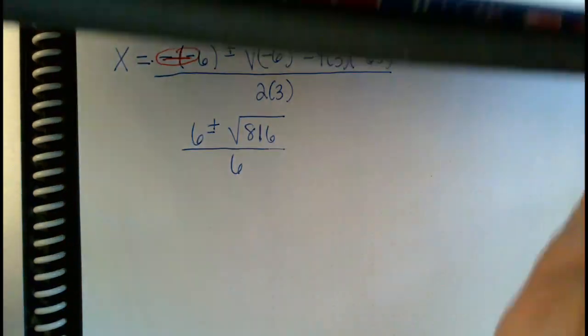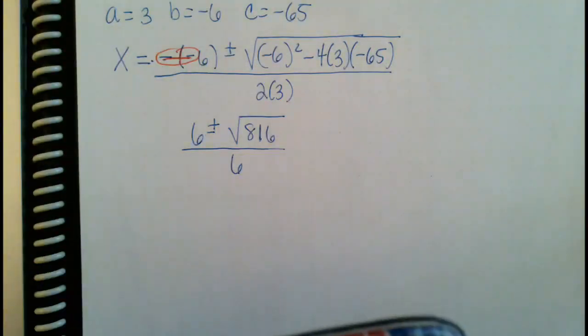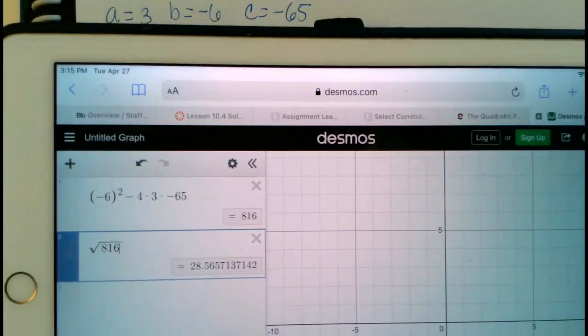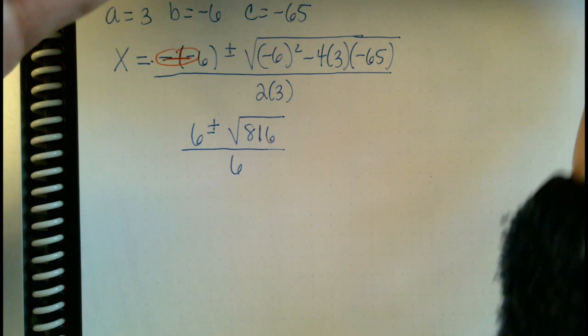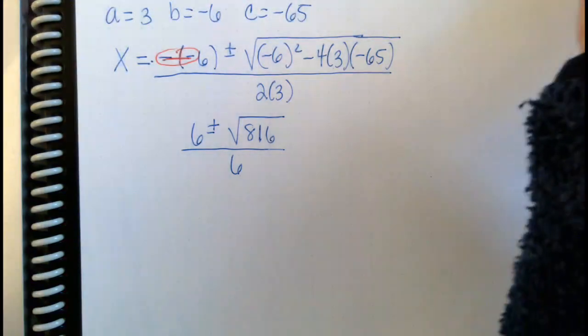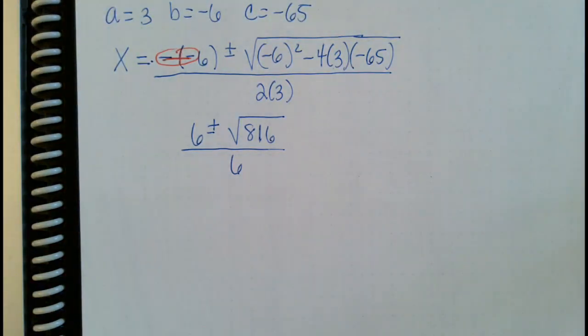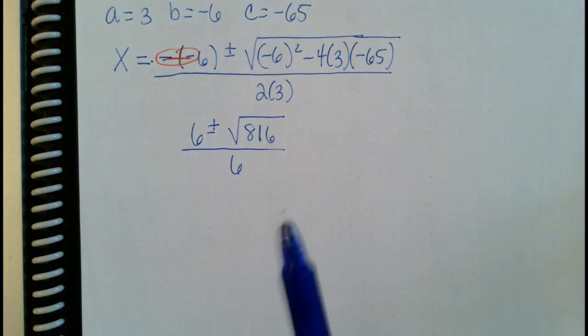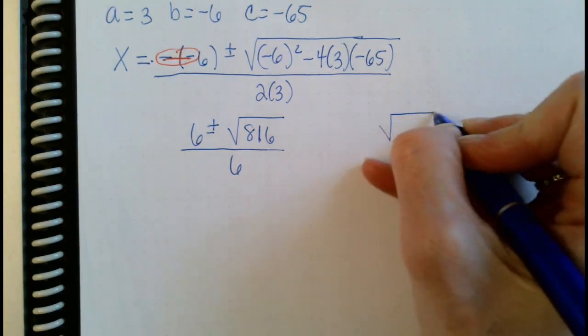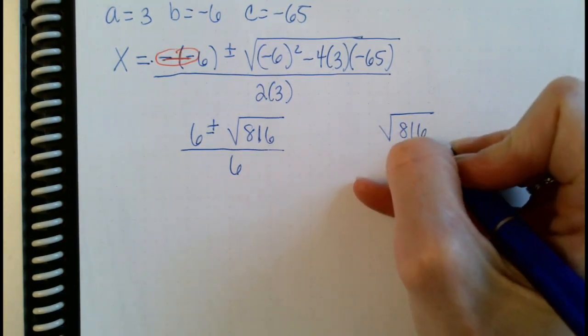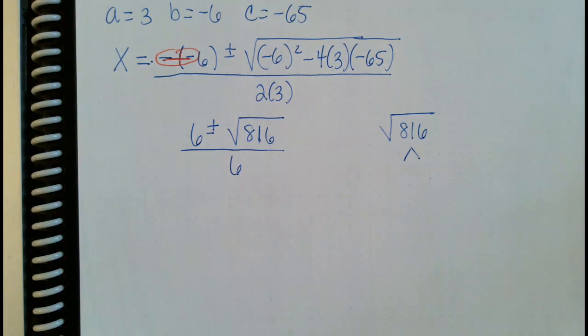So let's go back and look at Edmentum. Oh gosh. We can't do it. So here's the thing. And again, I am happy with this answer, but Edmentum is not going to be. So here's the thing. We need to simplify 816, the square root of 816.